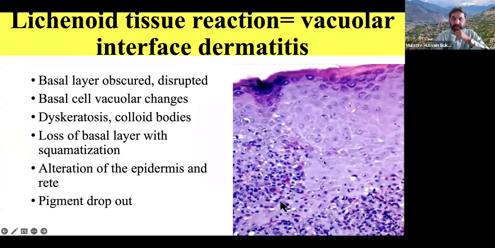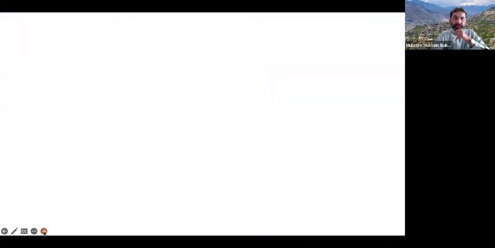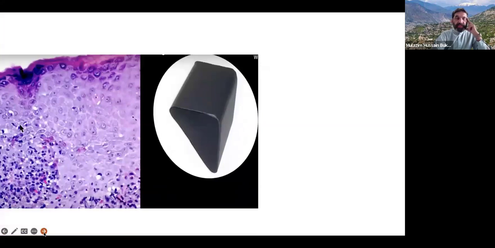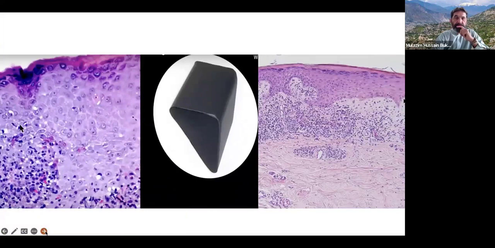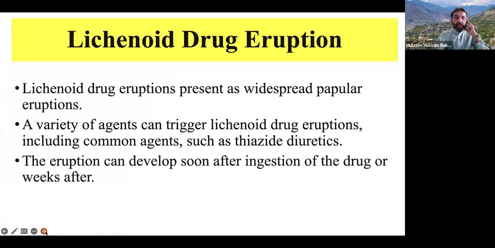I have highlighted this one. This is wedge shape hypergranulosis. Basal layer disturbed. I show another picture of this one. This is wedge shape hypergranulosis. This is called a sort of jigsaw puzzle-like appearance.